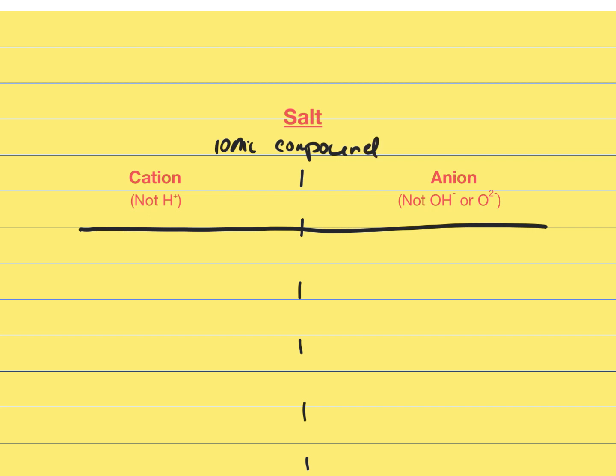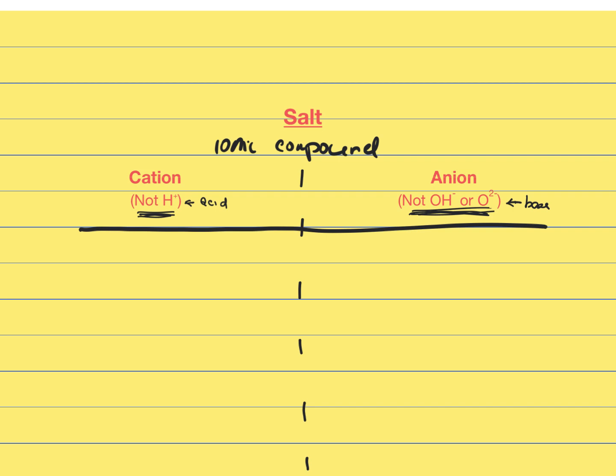First of all, the cation is not H plus and the anion is not OH minus or O2 minus. Why? Because then it would no longer be a salt. Having a cation that's H plus, it would be an acid. And having an anion that is OH minus or O2 minus, it would be a base. So this is the criteria for an acid, and this is the criteria for a base. So it's not an acid or a base, it's a salt. But a salt can be acidic or it can be basic based upon its ions.